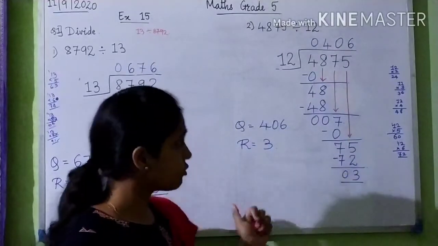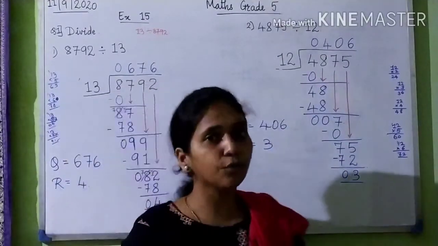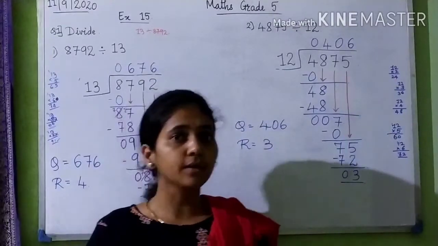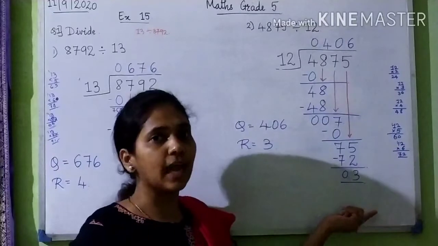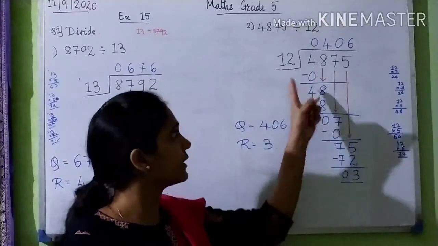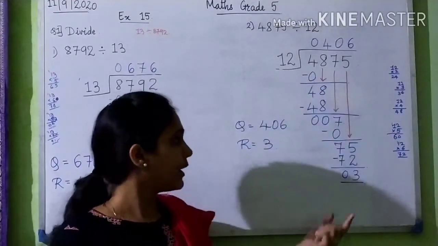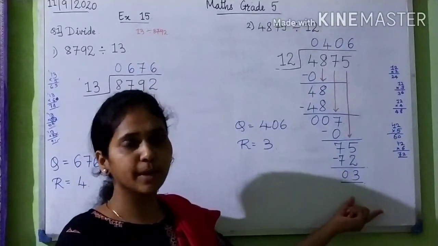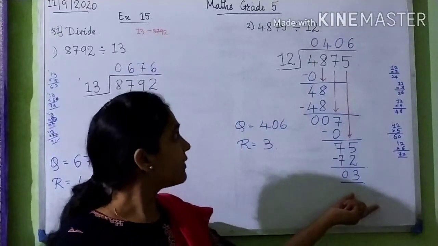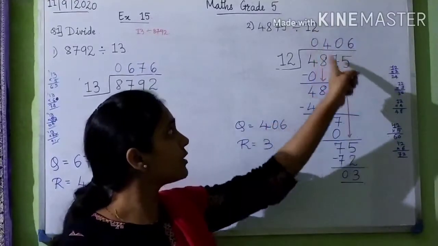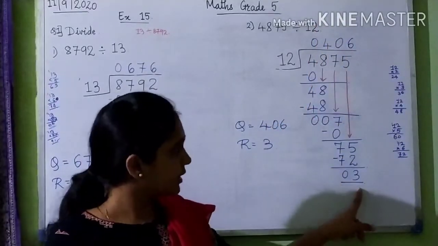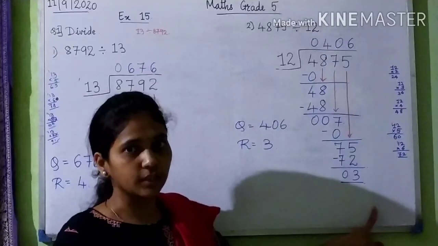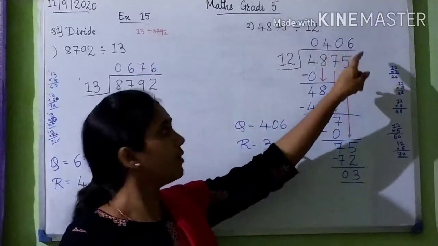In this way we can divide any 4-digit number by any 2-digit number, and if we get the remainder as 0, then we say that the number is fully divisible by the given number. If we get some remainder, that means this is not the full division. Here there is something remaining, which is 3. So this is not the whole division.